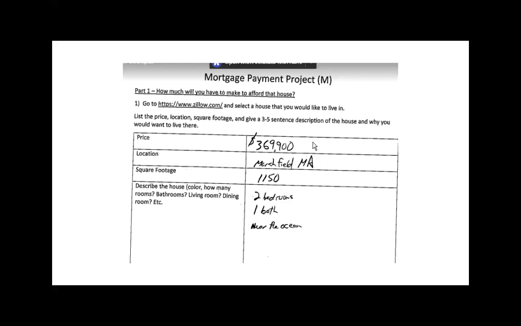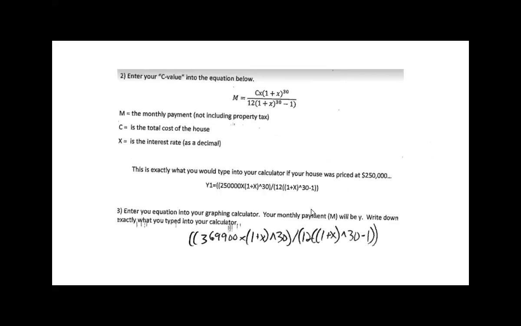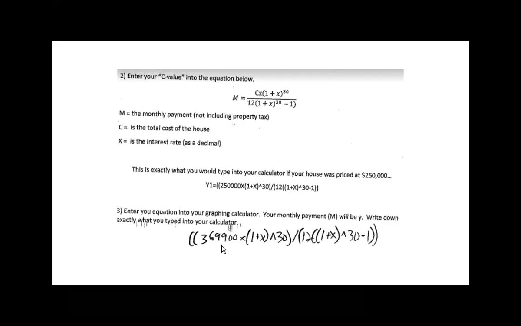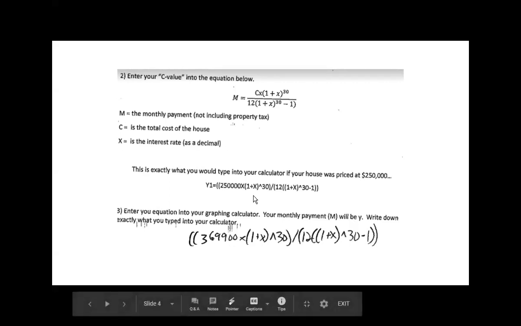And basically there you have it, just my house price, where it is, square footage, and just a few basic things about it. And now for the math, right? I'm going to basically type into my calculator exactly what you see here. Of course, instead of 250,000, yours will be whatever your house price happens to be. Mine's 369,900. And this is for the TI-83 calculator. So if you're using the TI-84 or a more recent model, it'll be slightly different, but the same basic idea. You're typing basically the exact same thing into your calculator.